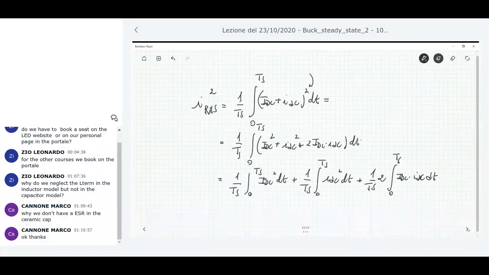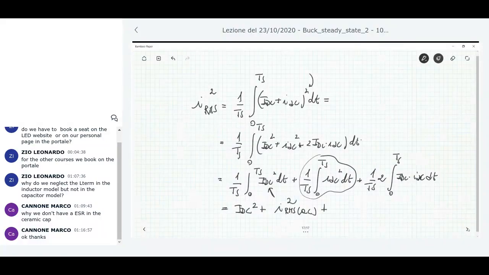So this is a constant term. I can put it outside of the integral, and I can integrate, and I keep IDC. Plus, this is the definition of the root mean square value of the AC current. So this is the root mean square value of the AC current.